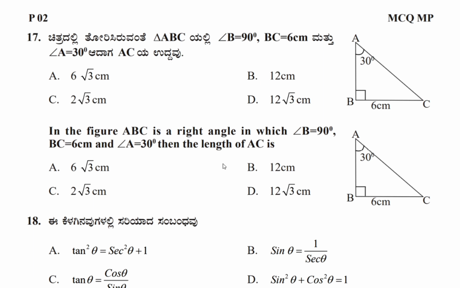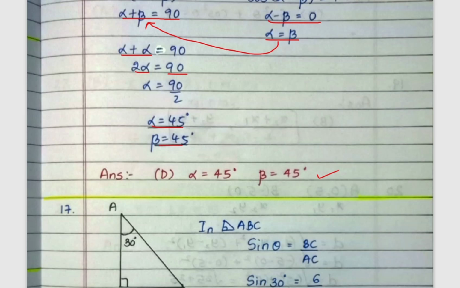Next question. In the figure, triangle ABC is a right angle triangle in which angle B equals 90 degrees, BC equals 6 cm, angle A is 30 degrees. Then the length of AC is. We need to find out the length of AC.